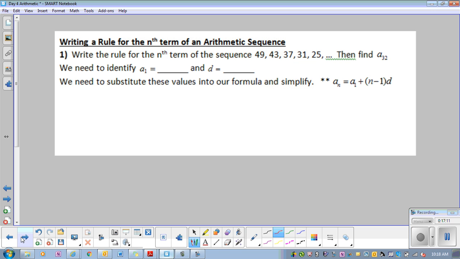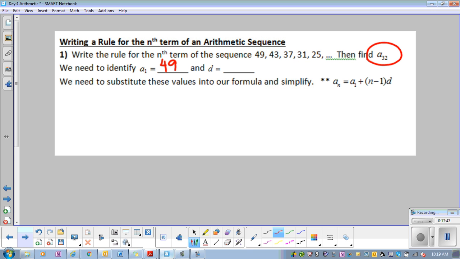Okay, on the back there. It says write the rule for the nth term of the sequence. And then we need to find a sub 32. Okay, so we got to find the rule first. First thing you need to do is you need a sub 1 and you need d. Look at this list that you have right here, guys. What is your a sub 1? What's your first number in line? 49.